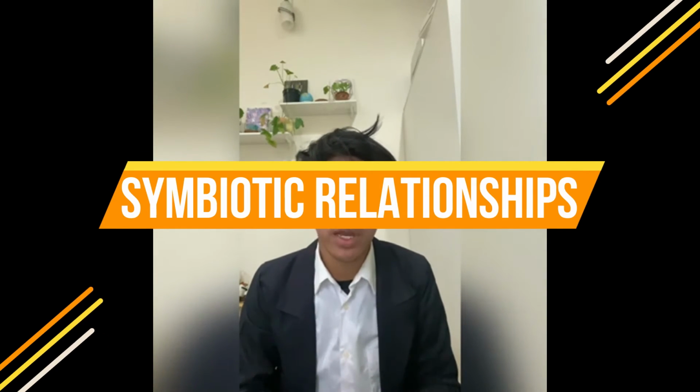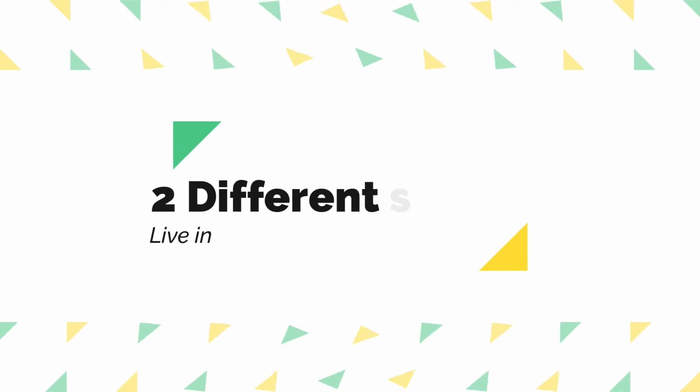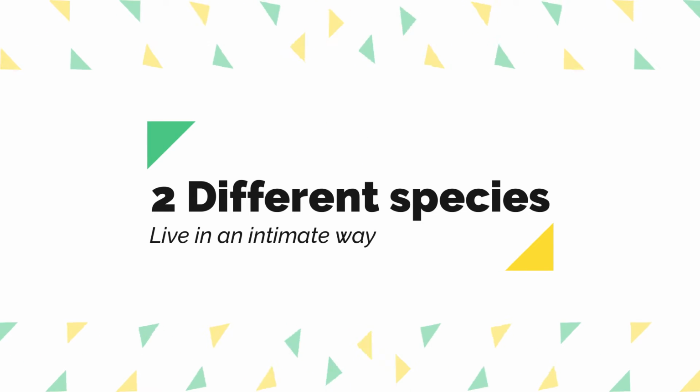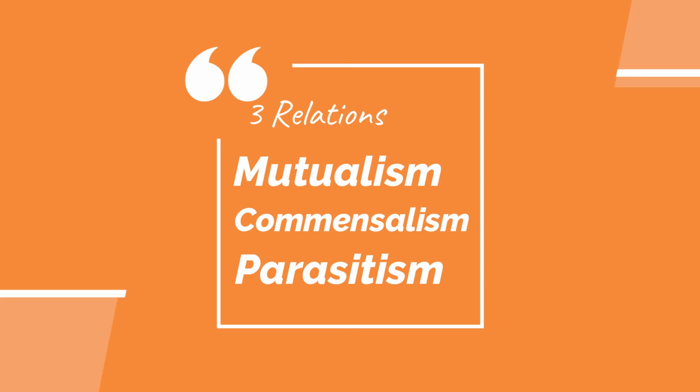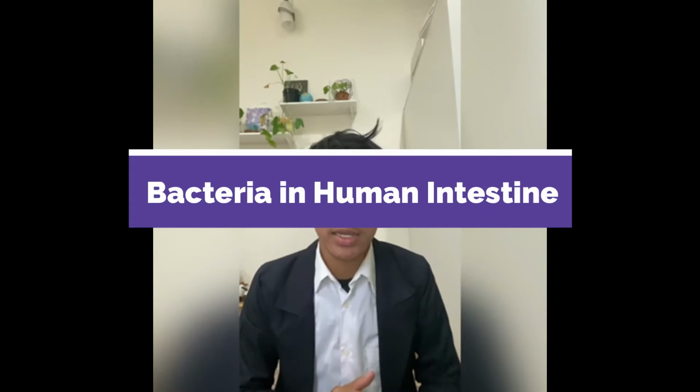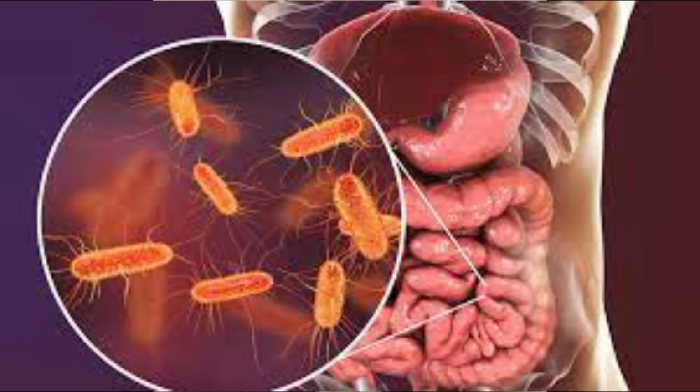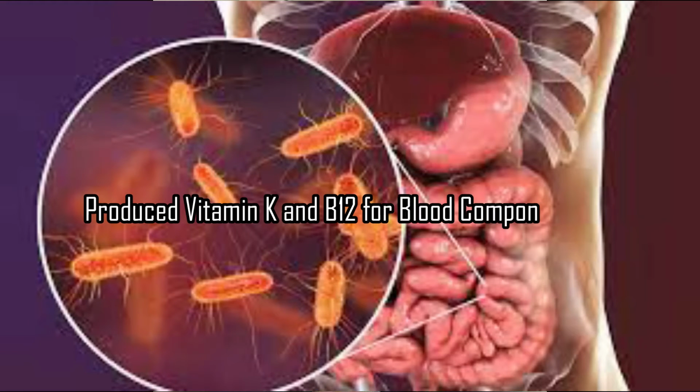Bacteria can also form a relationship among them that is called a symbiotic relationship, in which two different species live in an intimate way. There are three relationships that I believe we all already know, which are mutualism, commensalism, and parasitism. I will share an example for mutualism. The first one is bacteria that live in the human intestine that produce vitamin K and B12, which we can use to produce blood components.